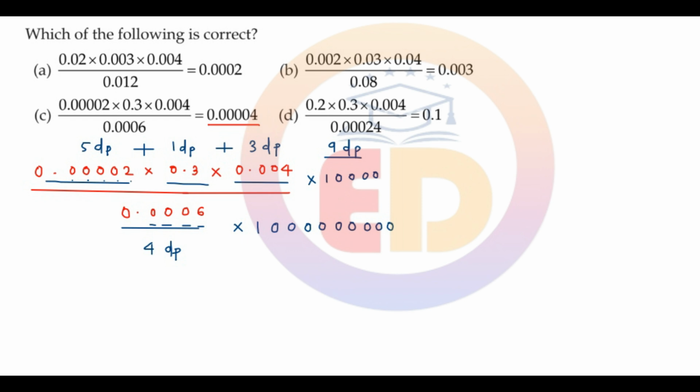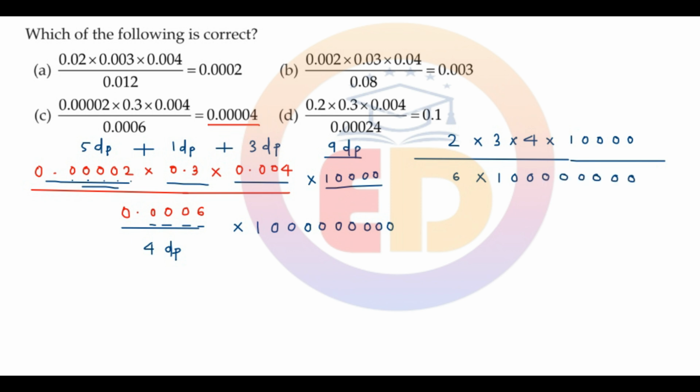Now let's write down these numbers without the decimal point. 0.00002 will become 2, multiplied by 0.3 will become 3, and 0.004 will become 4, and we have to multiply it by 10,000. Now let's come to the denominator. 0.0006 will become 6 multiplied by 1 followed by 9 zeros. 1, 2, 3, 4, 5, 6, 7, 8 and 9.